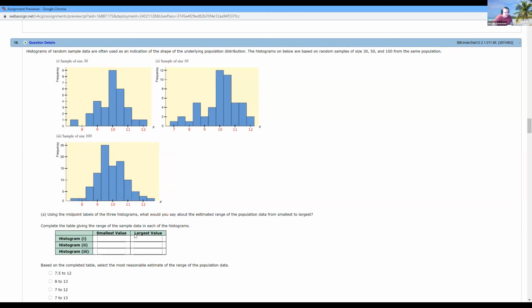And using the midpoint labels of these 3 histograms, what would you say about the estimated range of the population data from the smallest to the largest? Interesting. Okay, now they're not giving us an awful lot of information, but would you agree that this guy here is at 7? And would you agree this guy is at 12? So won't the difference between the smallest to the largest be 7 to 12? Now, in this case, you got 7 to 12, and in this case, you got 7 to 13. So there's a little bit of difference on the last one, right?